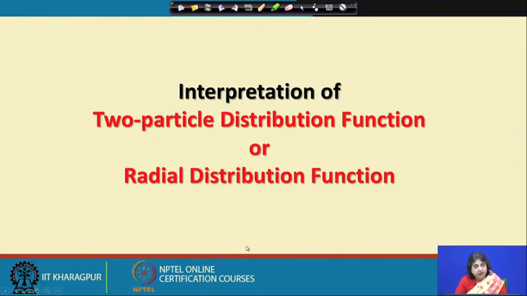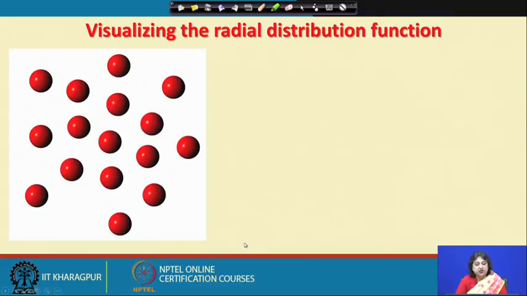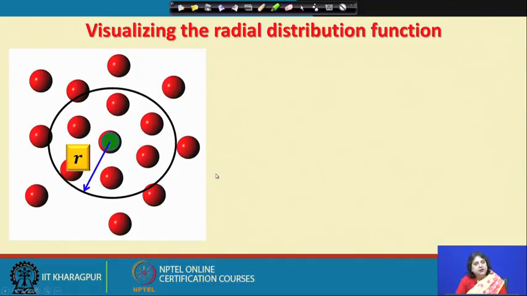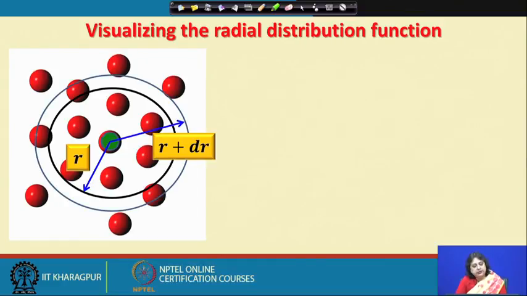So, if I now try to interpret what this radial distribution function is, let us say that this is a typical snapshot of my liquid sample. I have a monatomic liquid comprised of these red balls representing each of the atoms in the medium. What I do is, let me tag this particular atom and then set up a circle. In 3 dimensions it would be a sphere of radius r. Then I also set up another sphere of radius r plus dr having this original tagged particle at the center.